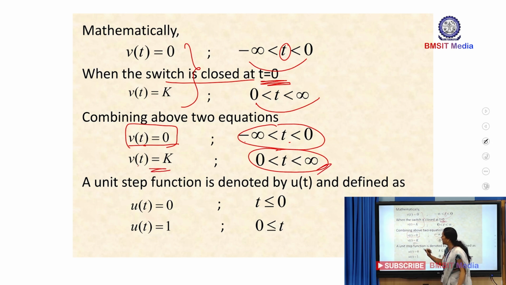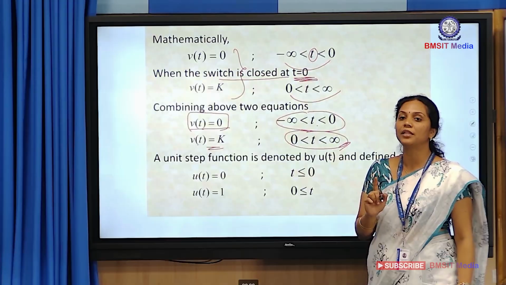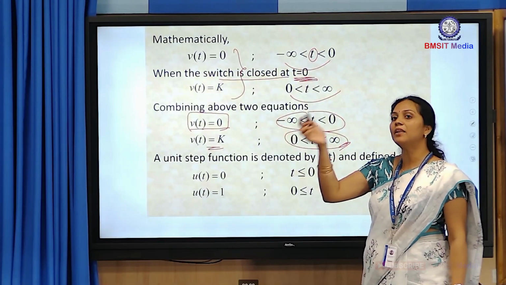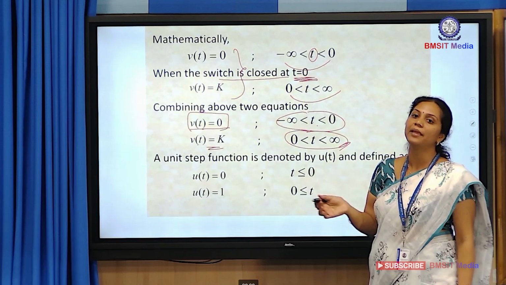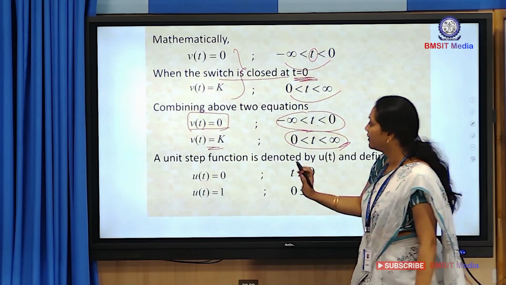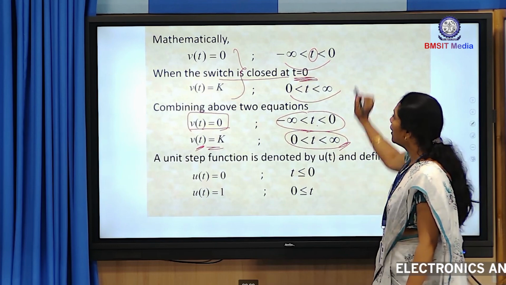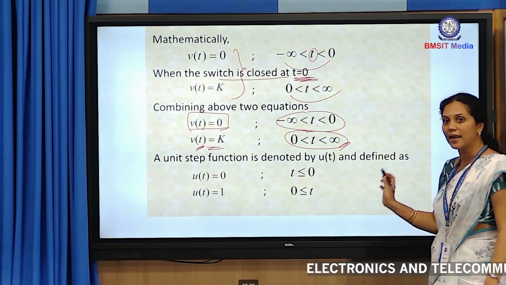That means the switch is said to be the closed switch. When the switch is closed, whatever the input voltage we supplied, we will be getting back the same input voltage. Therefore, my V of t will be equivalent to K. Therefore, by seeing these equations, what can I conclude?